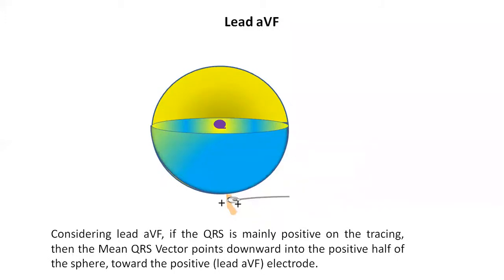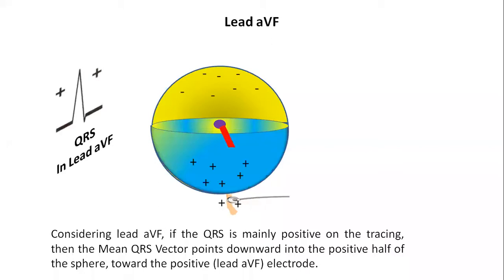Considering lead AVF, if the QRS is mainly positive on the tracing, then the mean QRS vector points downwards into the positive half of the sphere, that is, towards the positive lead AVF electrode, which means towards the leg. So this is the QRS. In lead AVF, it is positive. So the mean QRS direction will be which side? It is towards the foot.